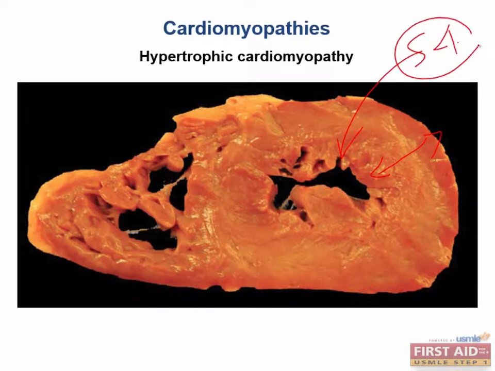Sometimes you can have impaired mitral valve closure because the hypertrophy disrupts normal valve alignment. Be on the lookout for any descriptions of mitral valve murmurs in association with someone that has a history of syncopal episodes or family history.